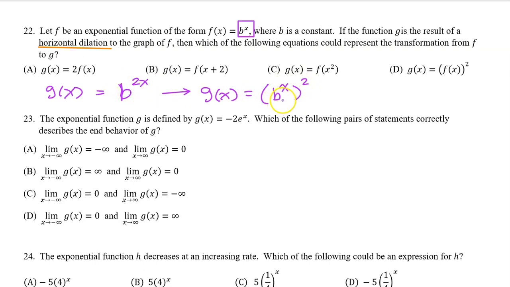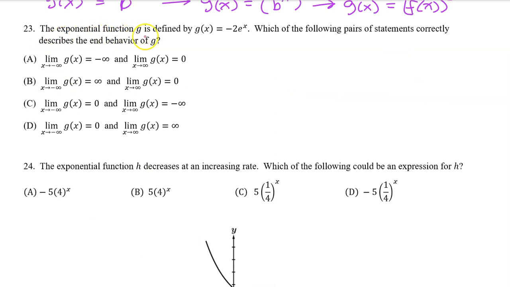I rewrote it this way because we know that b to the x power is f of x. So I can now substitute f of x for b to the x. So this will become g of x equals f of x squared. So that's why the answer is D.